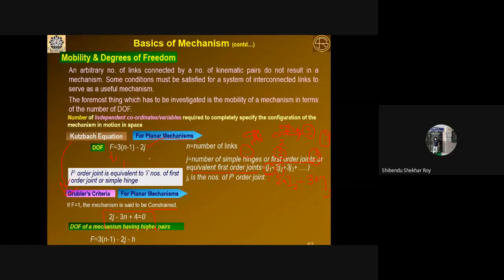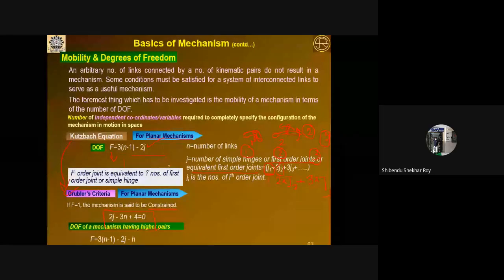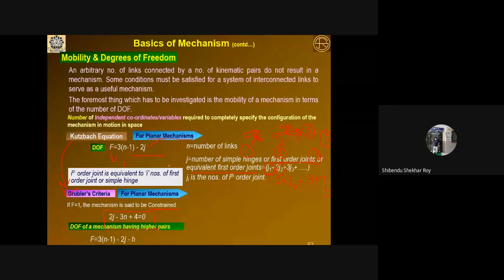Now, this equation, the Kutzbach equation mentioned here, is valid only when the mechanism consists of lower pairs only. There is no other thing like redundant degrees of freedom, then only it is valid. But there are many mechanisms that consist of lower pairs as well as higher pairs. If a higher pair exists, then your equation has to be modified.